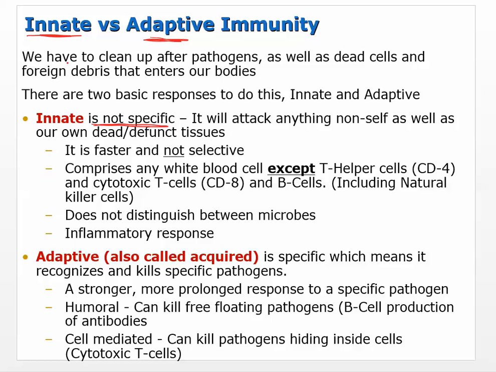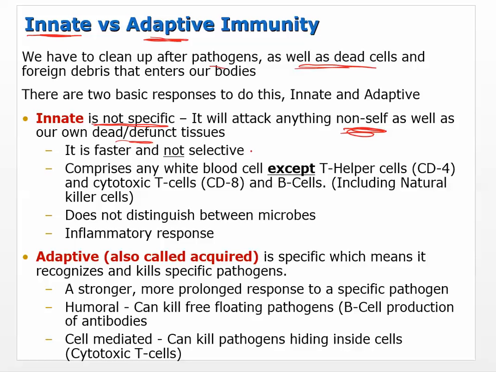However, we have to clean up after pathogens, but we also have to clean up dead cells. Cells are dying all the time, and we don't really know where they're going to die, but we have to get rid of them. So that's also a responsibility of the innate immune system. These white blood cells, these macrophages, are going around just chewing up anything that's in the way that isn't supposed to be there. So dead cells, foreign debris, anything that enters our body that's not actively growing and actively contributing, the innate immune system should take care of. Okay, so I mentioned innate. It'll attack anything non-self, as well as its own dead and defunct tissues.